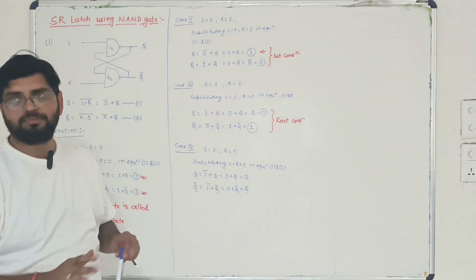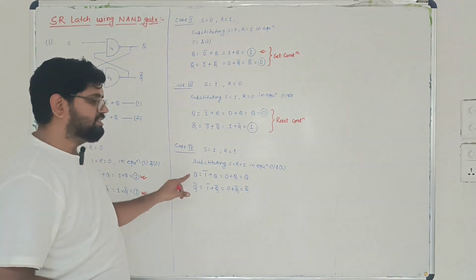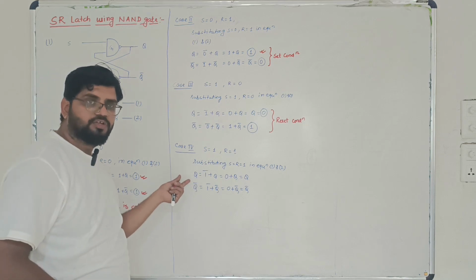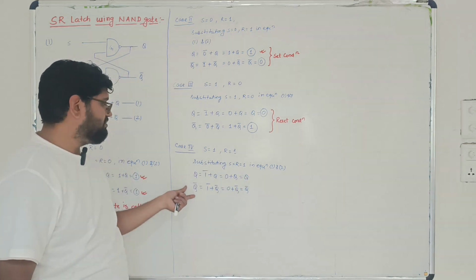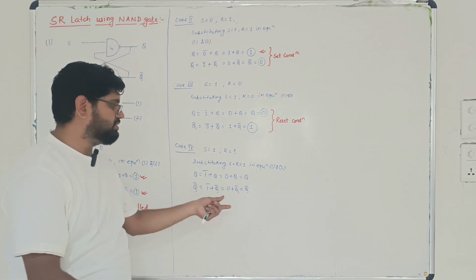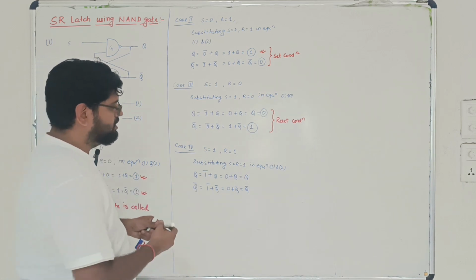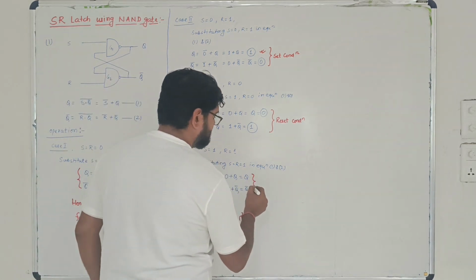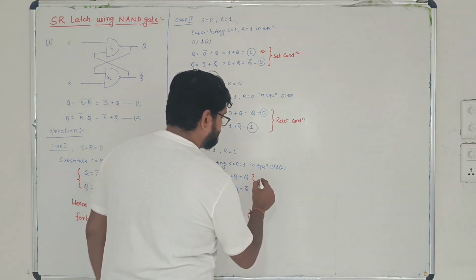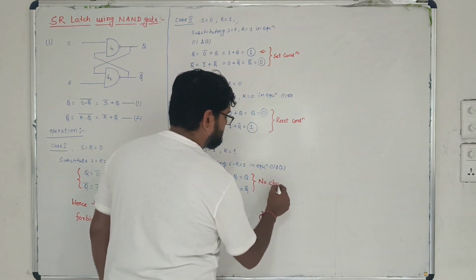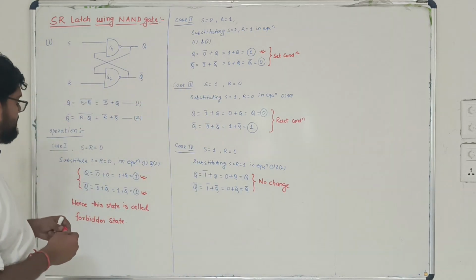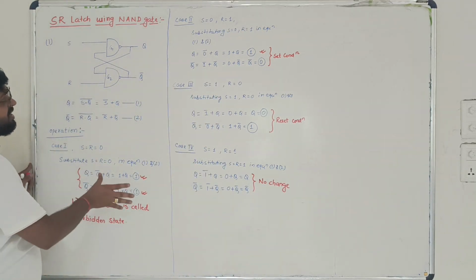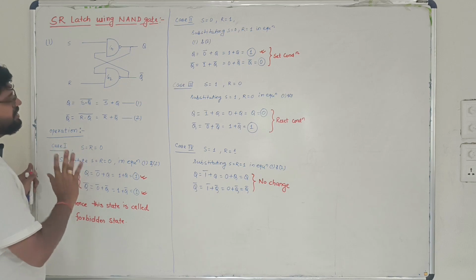We are not getting any appropriate answer. But we can see that whatever the value of q remains previously, the same state will come as the output. Whatever value of q bar remains, the same state will come as the output. Now this condition is described as no change state. Okay, so these are the 4 conditions and the operation related to SR latch using NAND gate.